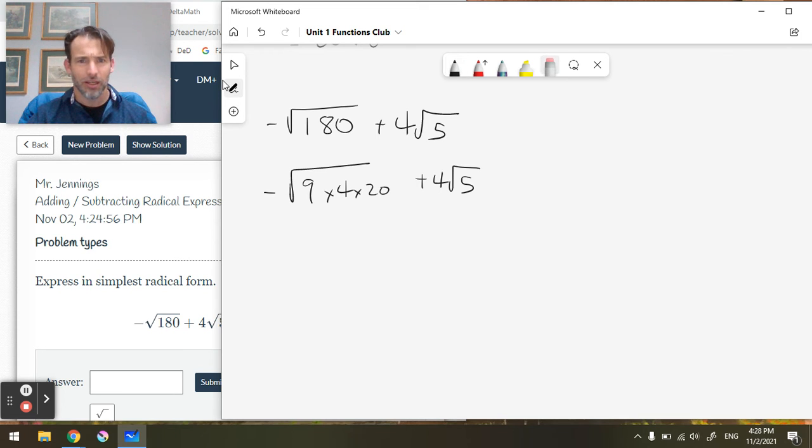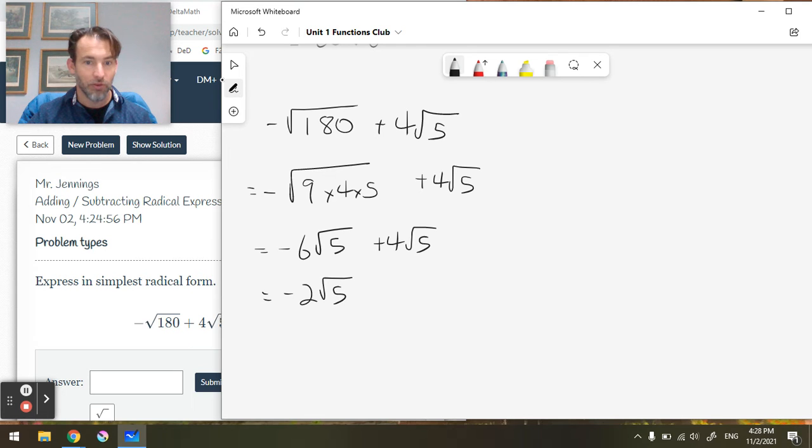Okay, so let's take that out. 9 times 4 times 5 gives me 180. So this is now negative the 9 and the 4 each pop their square root out. So that's 3 times 2, minus 6 root 5 plus 4 root 5. It gives me negative 2 root 5.